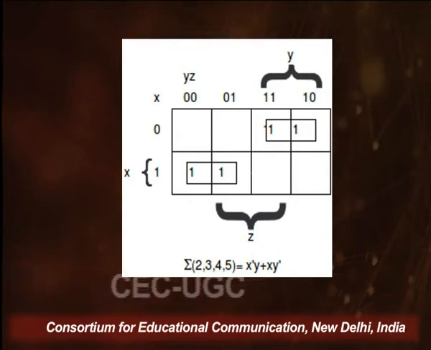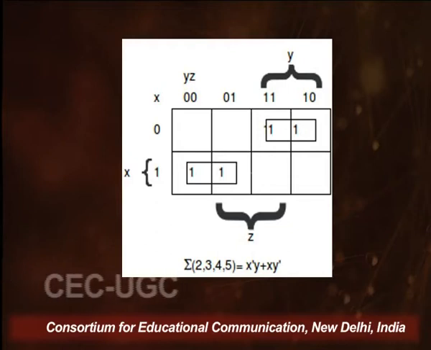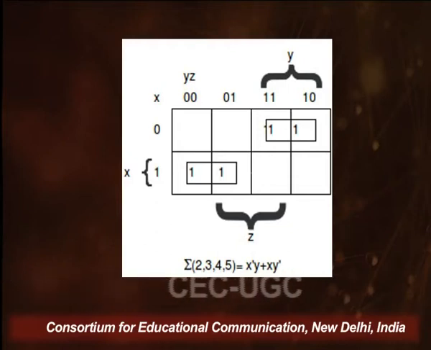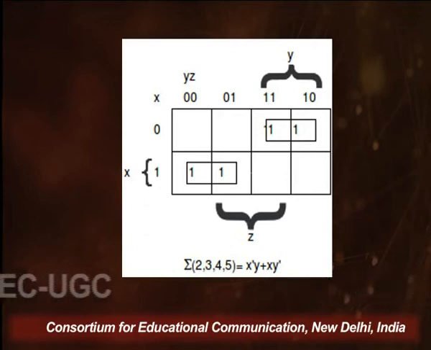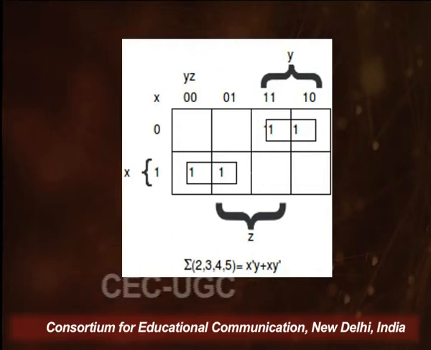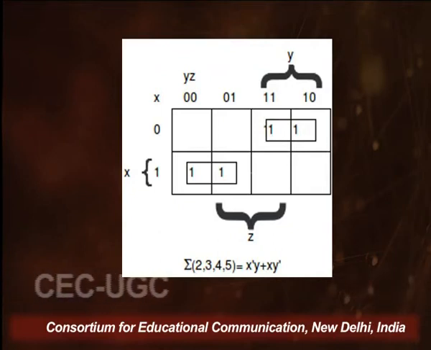Now, how do I read this? Once we have grouped these values, let's take the first row. In the first row, x remains constant as 0 for both of them, so we write down x dash. Now, between the two ones, when we move from cell number 3 to 4, we see that y remains the same, whereas z changes from z to z dash. So y remains constant, and the term will be x dash y.